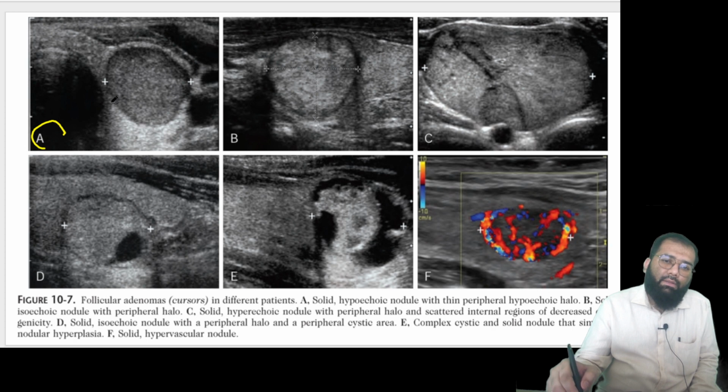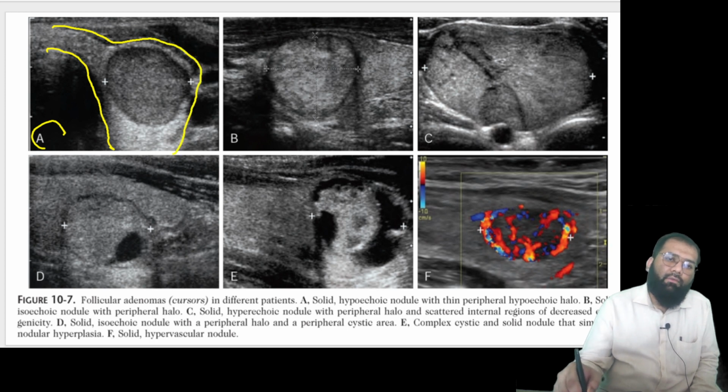So here you see that this is the left lobe of thyroid, and the lesion which is there within the left lobe of thyroid is this lesion. It's a solid lesion. And why I have not encircled it, because I want you all to look at a very characteristic important feature, that is this one. Are you able to see this? This is a thin hypoechoic halo. Look here. So there is a characteristic thin hypoechoic halo. So solid with thin hypoechoic halo.